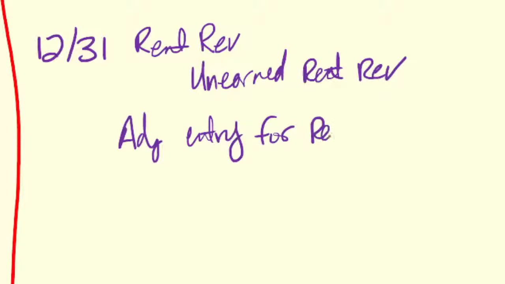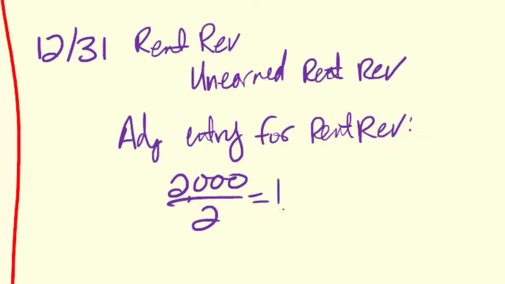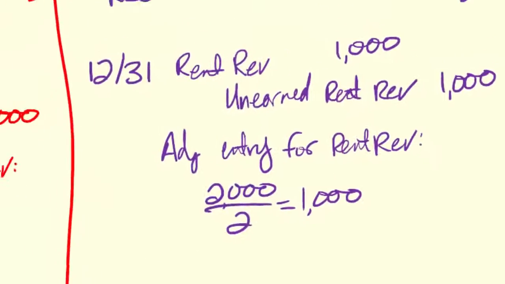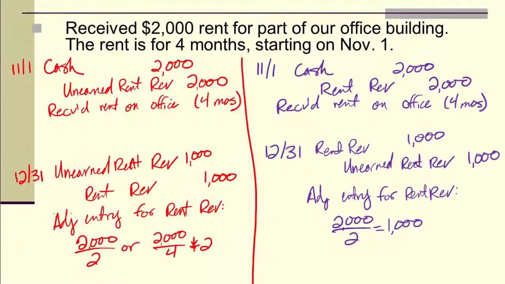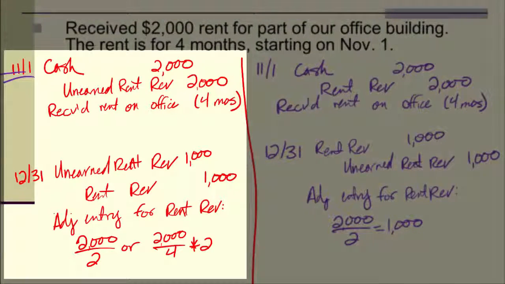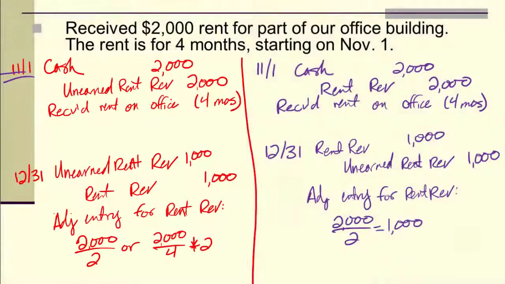Adjusting entry for rent revenue. And I'm just going to do the 2,000 divided by 2 this time. And there we go. Now, you can do this either way. Again, you're going to end up with the exact same balances, so it depends on how your company wants to record them. This technically is GAAP. You would record it as unearned revenue first and then record it as rent revenue as you earned it. But since you end up with the same numbers, it really doesn't matter. All right, let's take a look at the next one.